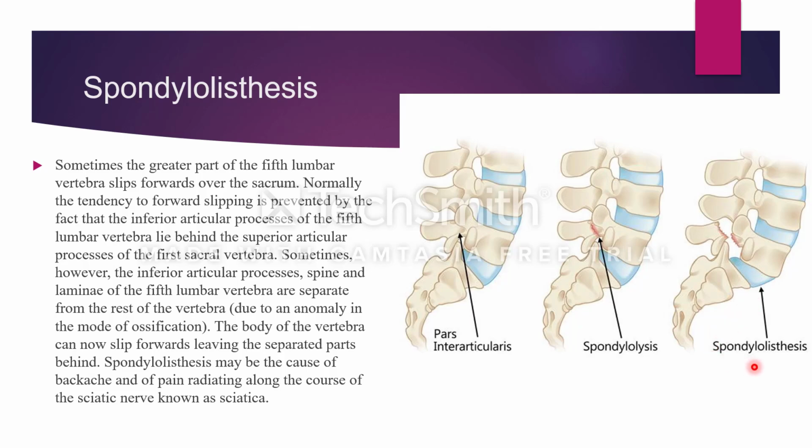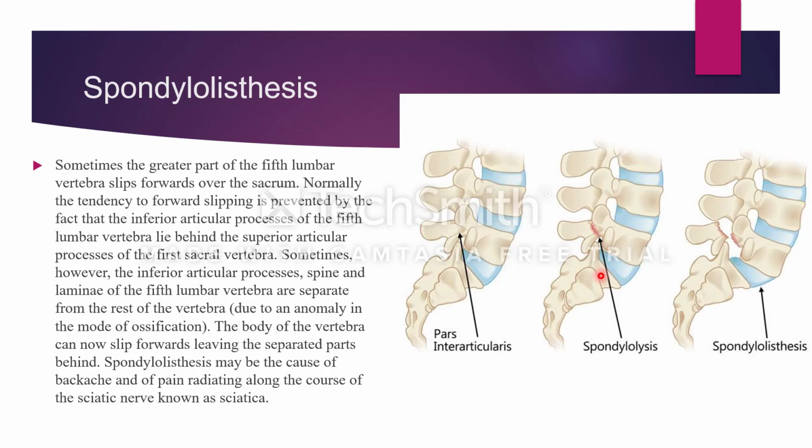Normally the tendency to forward slipping is prevented by the fact that the inferior articular processes, see here, these are the inferior articular processes of the fifth lumbar vertebra. They lie behind the superior articular processes of the first sacral vertebra, the sacrum. These are the superior articular processes of the sacrum, and these are the inferior articular processes of the fifth lumbar vertebra. Normally, the inferior articular processes of the fifth lumbar vertebra are present posteriorly, and the superior articular processes of the sacrum are present anteriorly.